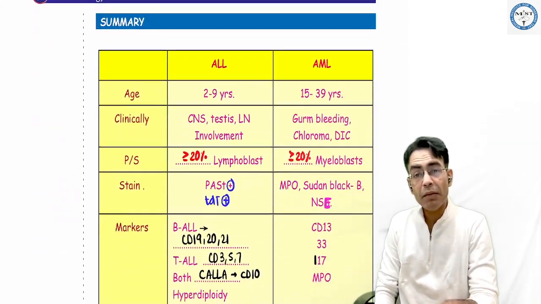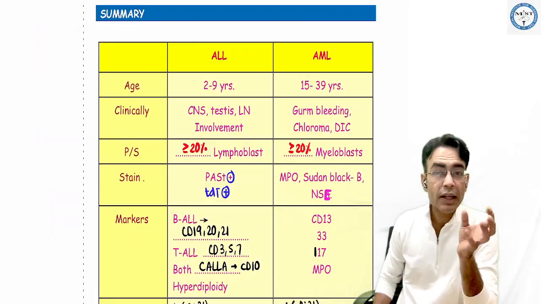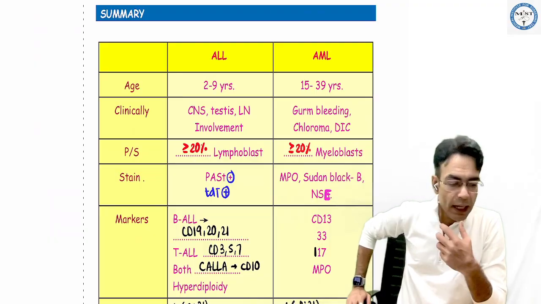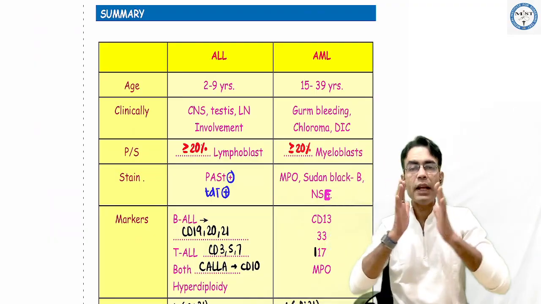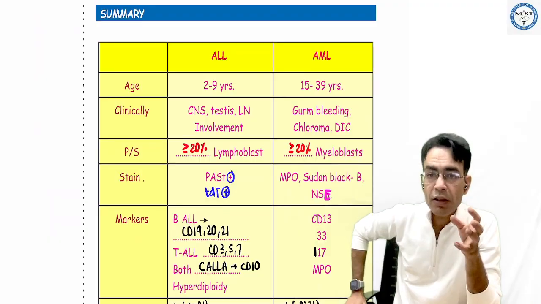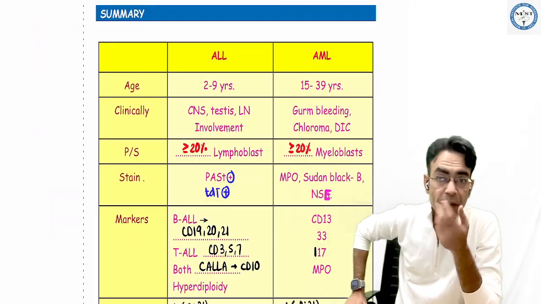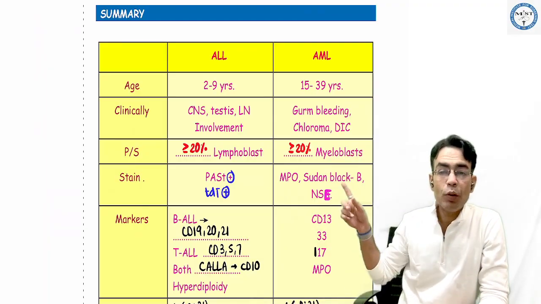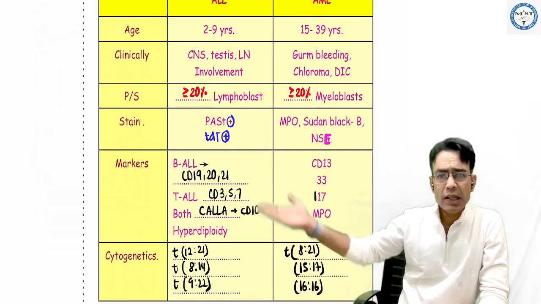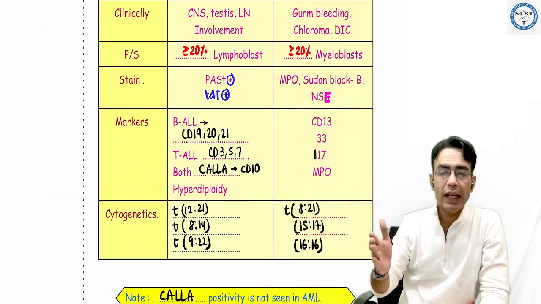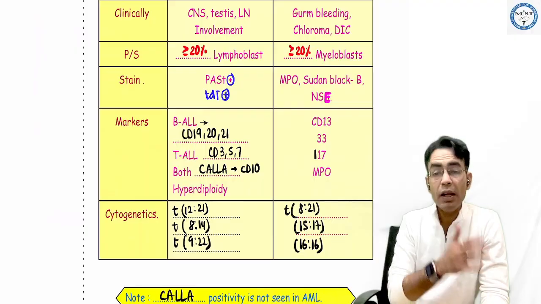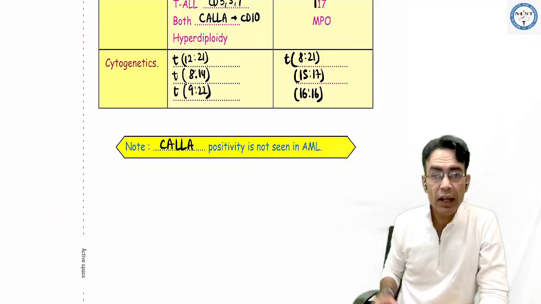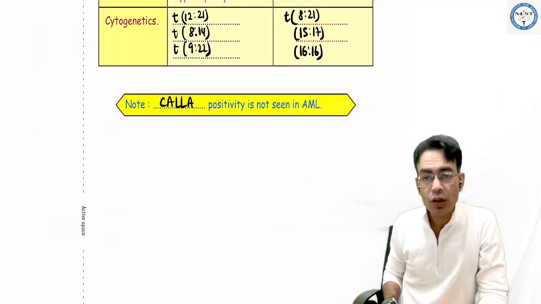To differentiate between ALL and AML, the age group is very important. If they're giving child, generally they're talking about ALL. If they're giving middle age and elder people, it is AML. So in ALL it will be central involvement, and in AML it will be peripheral involvement. In peripheral smear, there will be more than 20% lymphoblast in ALL, more than 20% myeloblast in AML. Stain में PAS positive, TdT positive, ALL; MPO positive, it will be AML. Markers आपको भी मैंने बताया ही है. Translocations you already know. For ALL it is 12;21, 8;14, 9;22. For AML it is 15;17, 16;16 and 8;21. And the marker is only a marker of ALL. It will never be present in AML.